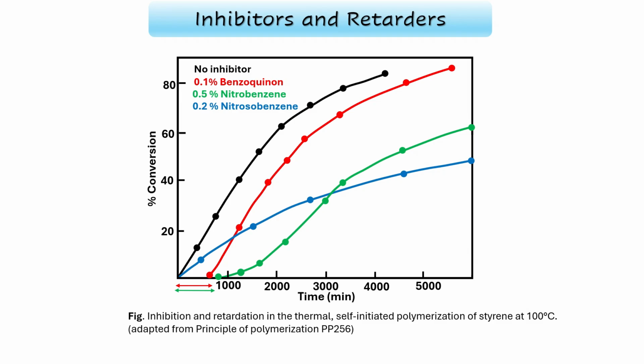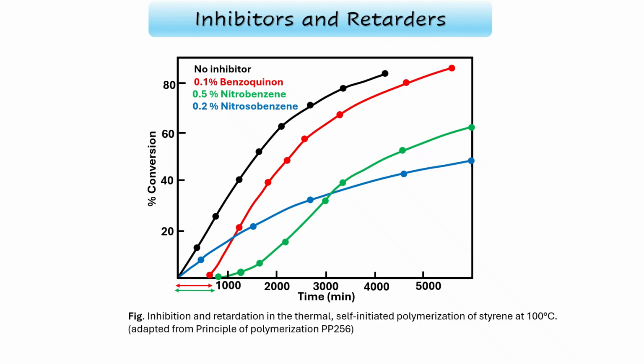The figure shows effects in the thermal polymerization of styrene. The black curve is for the reaction where no inhibitor was used. This is the baseline. The polymerization proceeds rapidly, reaching high conversion with no interference. In this reaction, free radicals drive the reaction efficiently. The red curve, where 0.1% benzoquinone was used, exhibits an induction period. This means polymerization does not start until benzoquinone is consumed, after which it follows the same path as the black curve.